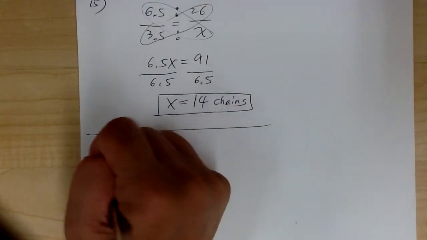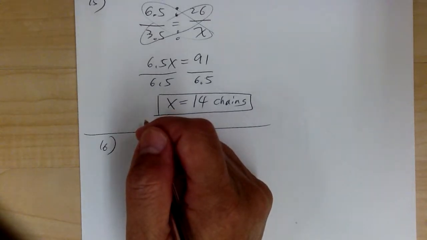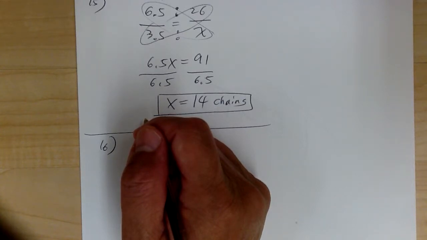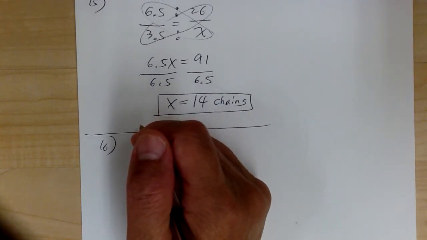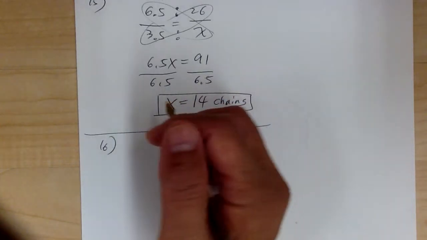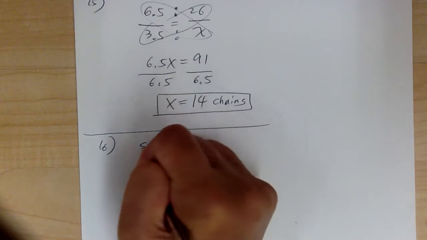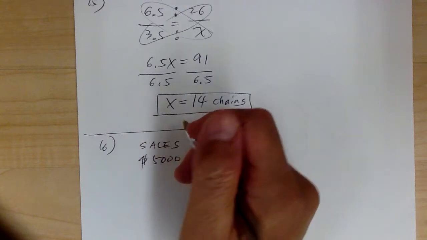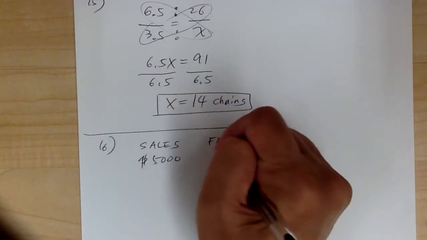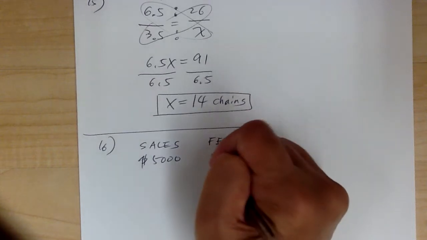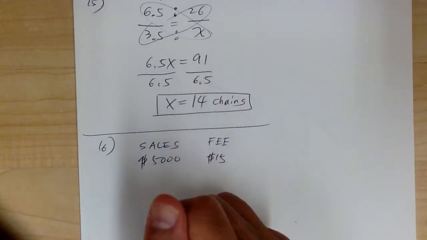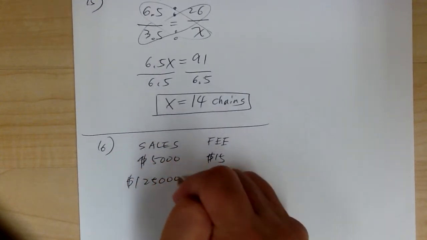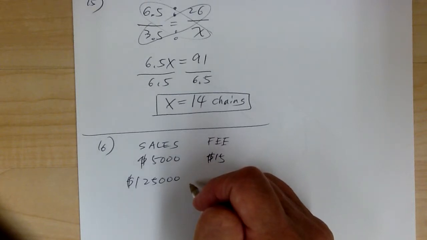Okay, let's go to number 16. Again, read through the problem first. It says a city agency informed a local businesswoman that for every $5,000 worth of sales that she made, her business license fee would be $15. Now it says if the woman's sales total $125,000 for the year, how much was her license fee?